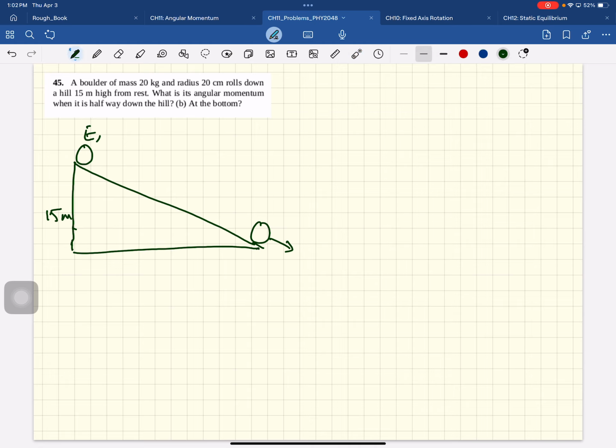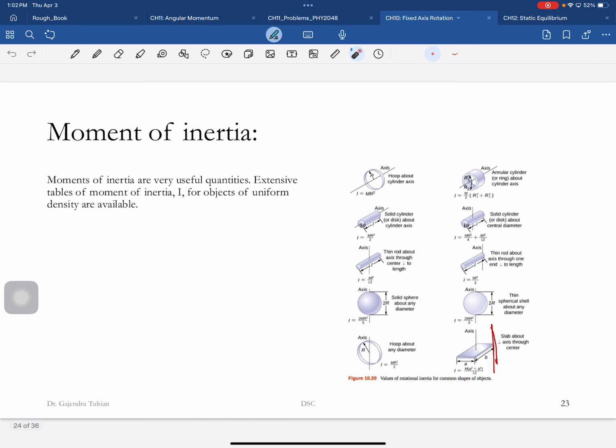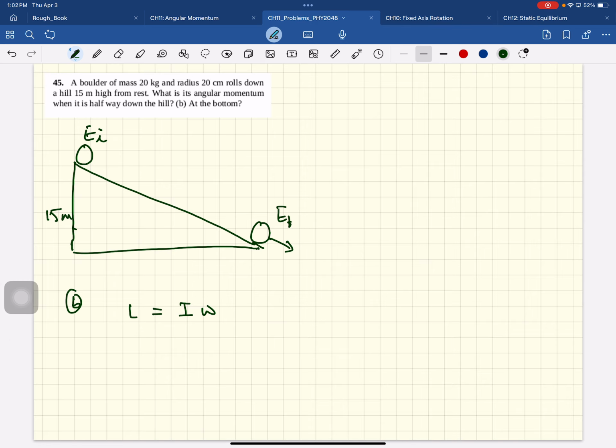So again, we'll use the energy conservation principle. What is the angular momentum at the bottom? The angular momentum is I times omega, and omega is what we want to find. The moment of inertia for a sphere about that axis is 2/5 mr squared.